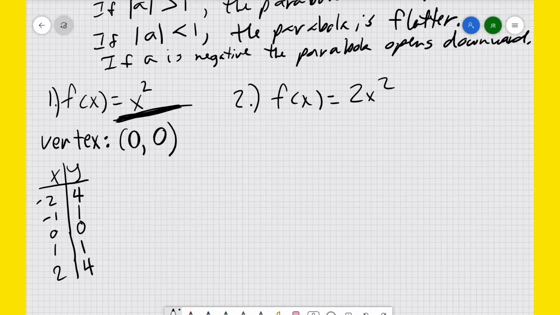So I can graph these ordered pairs. Notice I have a (0, 0) here, and that's my vertex that I also got up there. Okay, I've got (0, 0). I've got (1, 1). I've got (2, 4). I've got (-1, 1). And I've got (-2, 4).